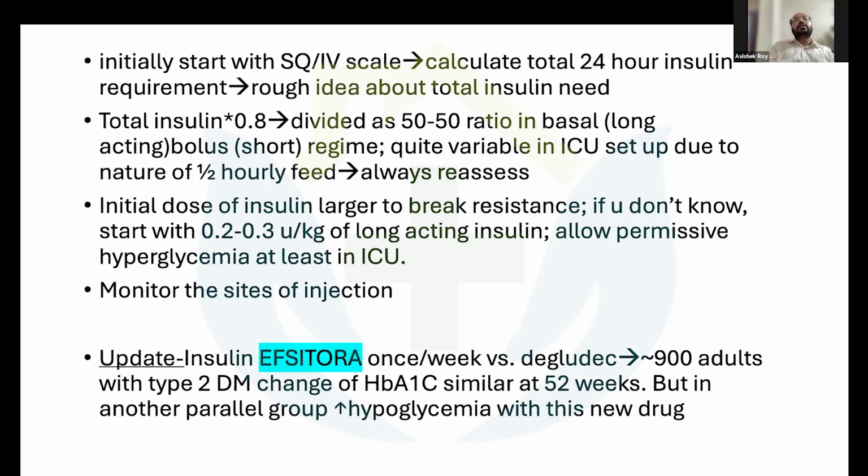And the second thing is that you add a short acting. That short acting you divide three times, one third. So 40 units you have to divide three times. So you give roughly 13 units before breakfast, before lunch, and before dinner.